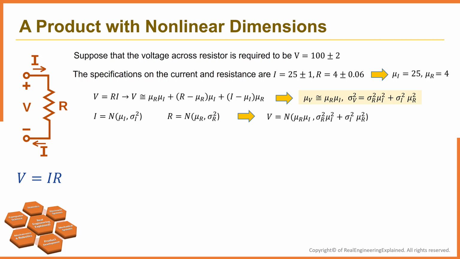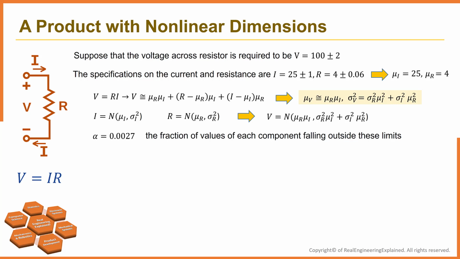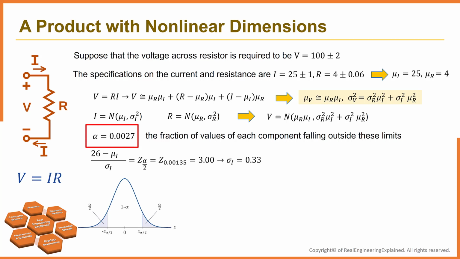I is a normally distributed variable with mean mu I and variance sigma I squared. And R is a normally distributed variable with mean mu R and variance sigma R squared. We want to have 2700 ppm for both I and R, which means alpha equals 0.0027 for current and resistor.